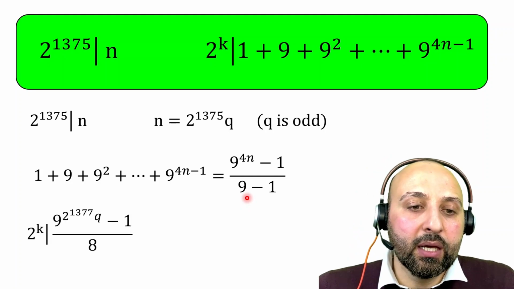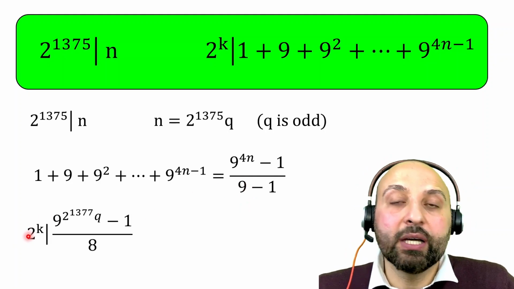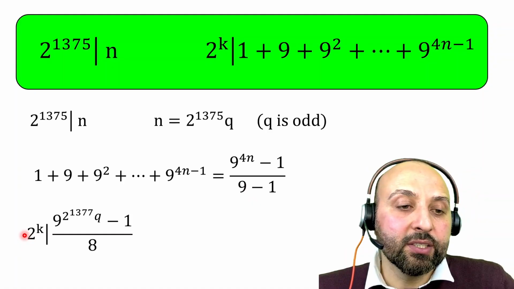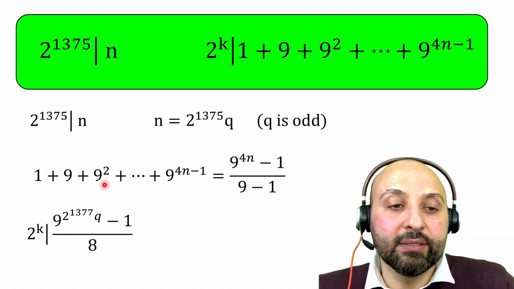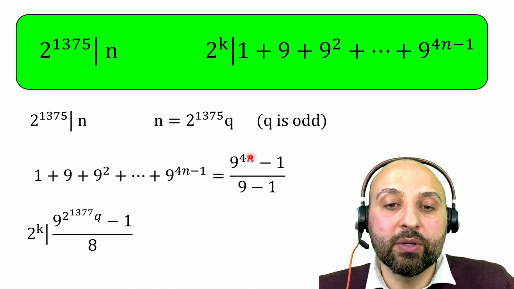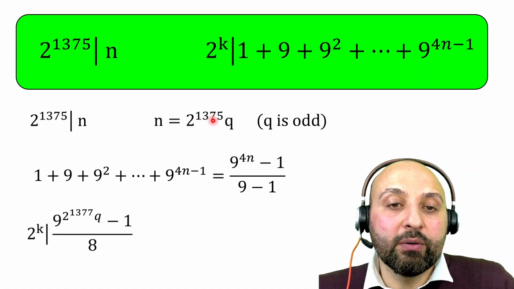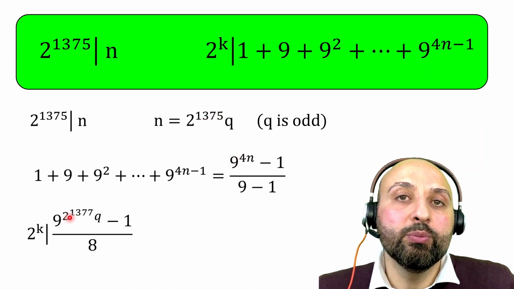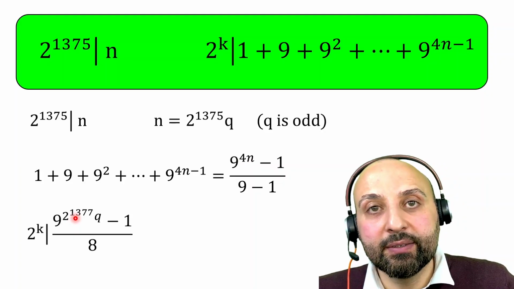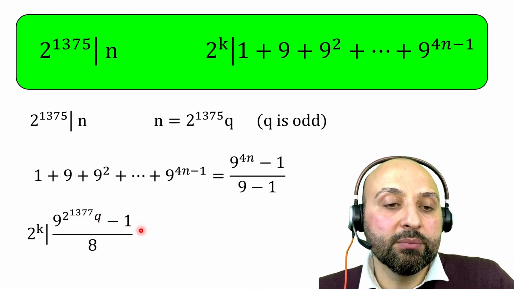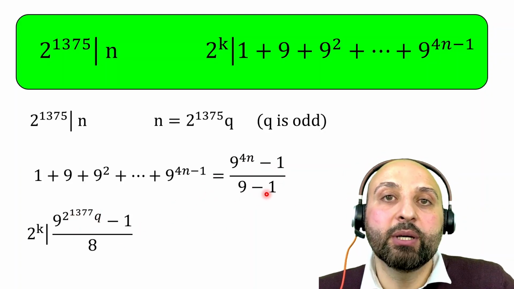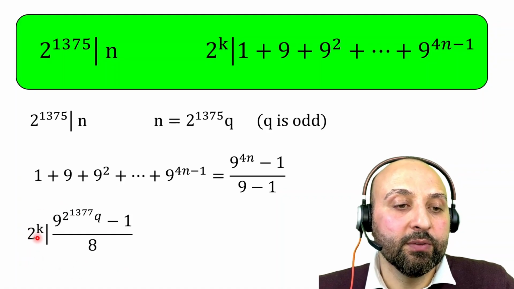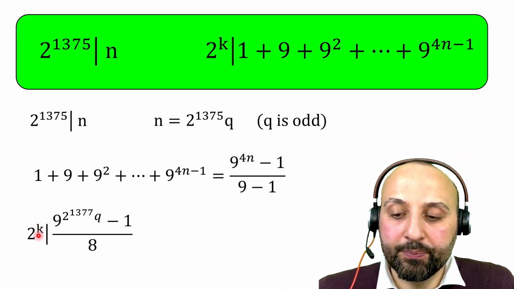And the question that we have to answer is to find the maximum value of k such that 2 power k divides this number. 9 power 4n, where n is 2 power 1375 times q, and we have a 4 here, so it becomes 9 power 2 power 1377 times q, where q is an odd number, minus 1, divided by 9 minus 1, which is 8. So we have this one. We have to find the maximum value of k.